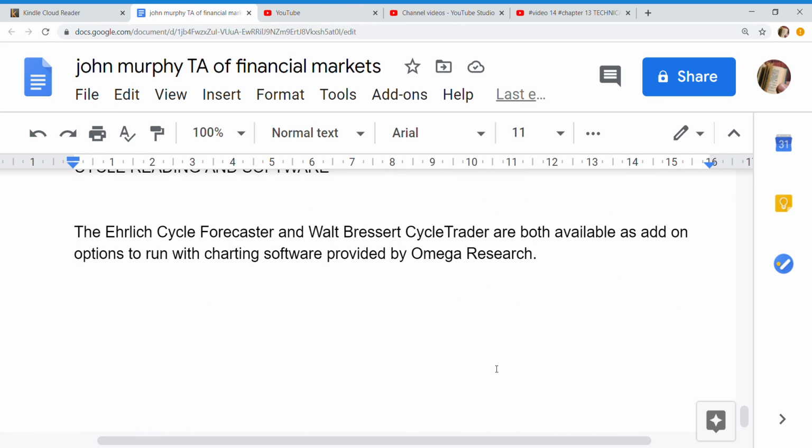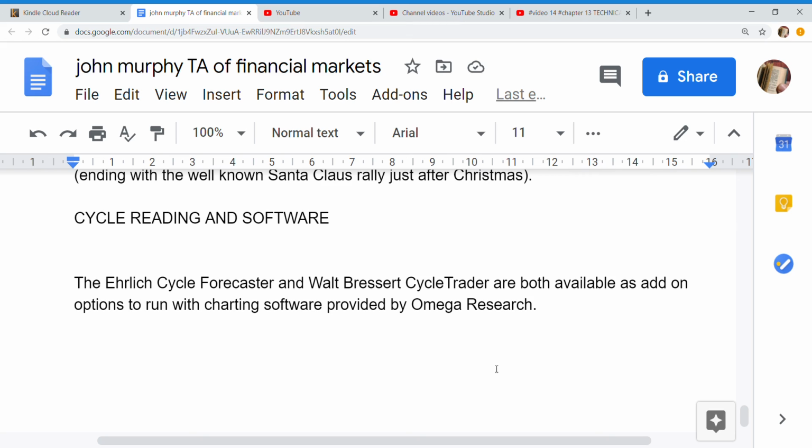Cycle reading and software. The Cycle Forecaster and Walt Bressert Cycle Trader are both available as add-on options to run with charting software provided by Omega Research.